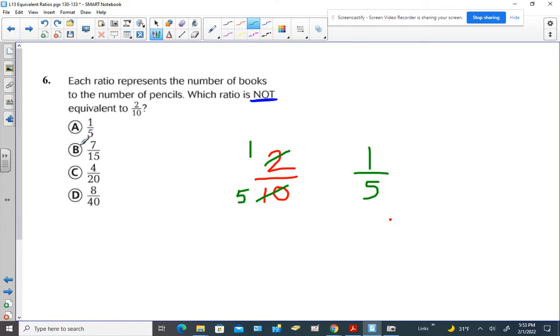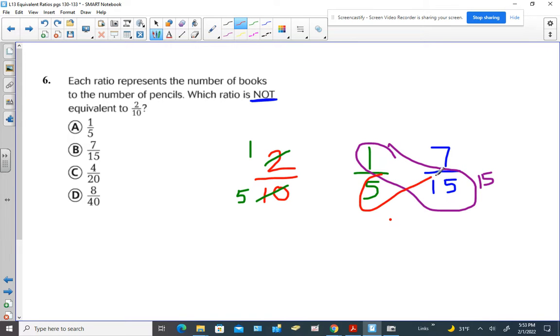Now if we look at choice B, one of the things that you can do is we can either take the original ratio of the 2 to 10 or its equivalent, the 1 to 5, and we can check the cross products. So if we check the cross products on the 7 to 15, if we do 1 times 15, we get 15. And here's what you have to ask yourself. Is 5 times 7 also 15? What is that cross product? Because if the numbers don't match, the cross products don't match, then the ratios are not equivalent. So that's worth looking at again, right?